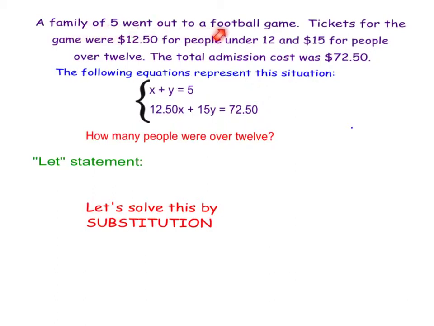A family of 5 went out to a football game. Tickets for the game were $12.50 for people 12 and under and $15 for people over 12. The total admission was $72.50. And these are the two equations that represent that situation. And the question is, how many people were over 12? So let's start with our let statement. Let x be and let y be.